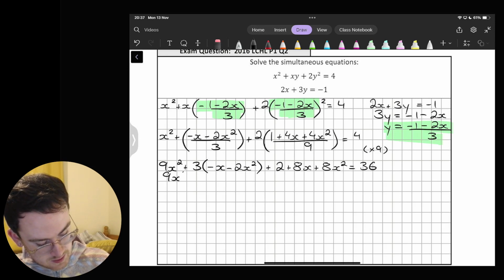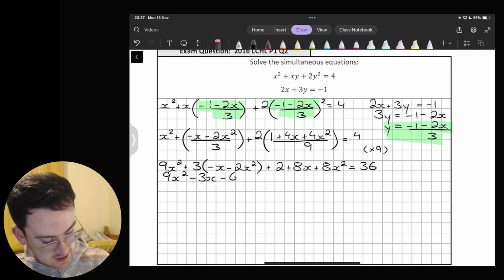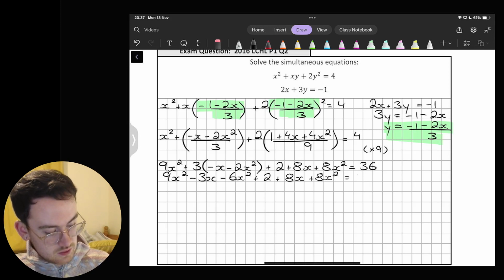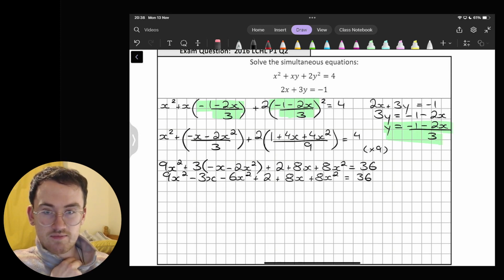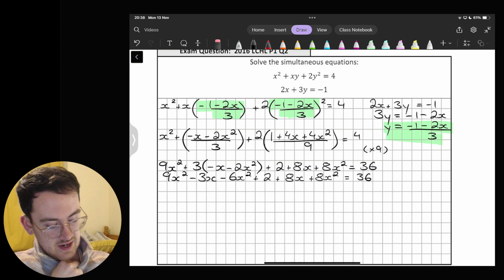Let's just try and simplify everything down here as best we can. Minus 3x minus 6x squared plus 2 plus 8x plus 8x squared equals 36. Okay, so again, we're going to bring everything together as best we can and try and simplify everything down.